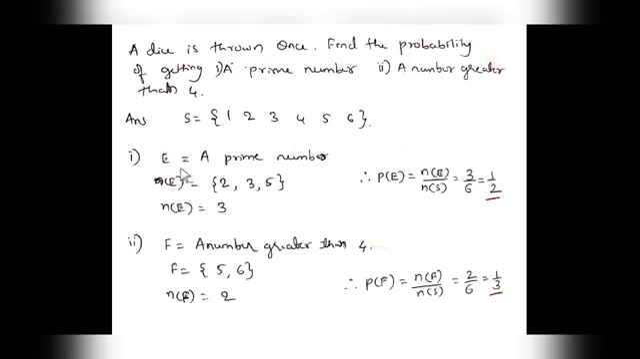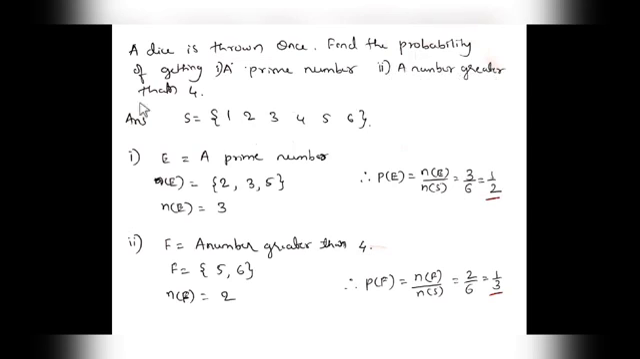First one is a prime number. Let's take event E equals a prime number. Then what are the prime numbers present in this? 2, 3, 5 are the prime numbers. Number of elements in E, n of E, is equal to 3. Therefore, probability of E is equal to n of E divided by n of S according to the definition. That is, n of E is 3 divided by n of S, number of elements in this, which is 6. 3 divided by 6 is equal to 1 by 2.